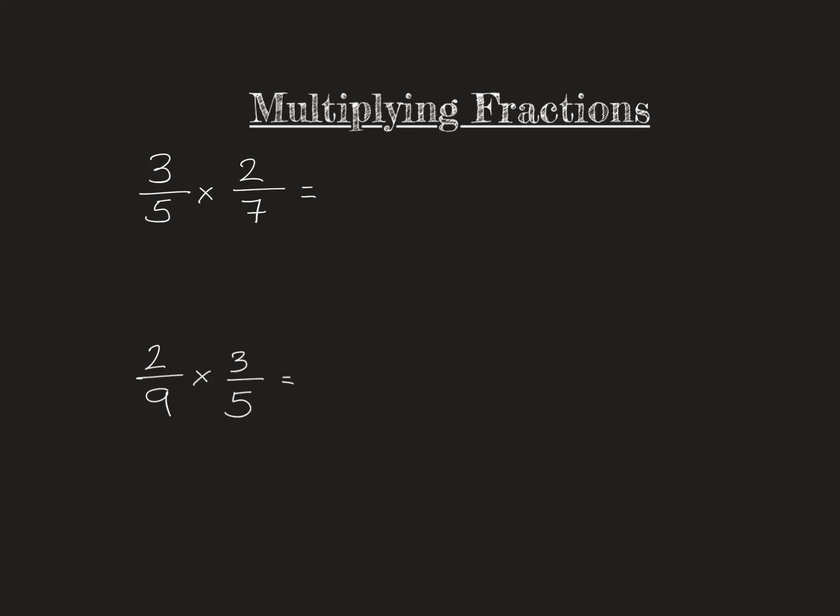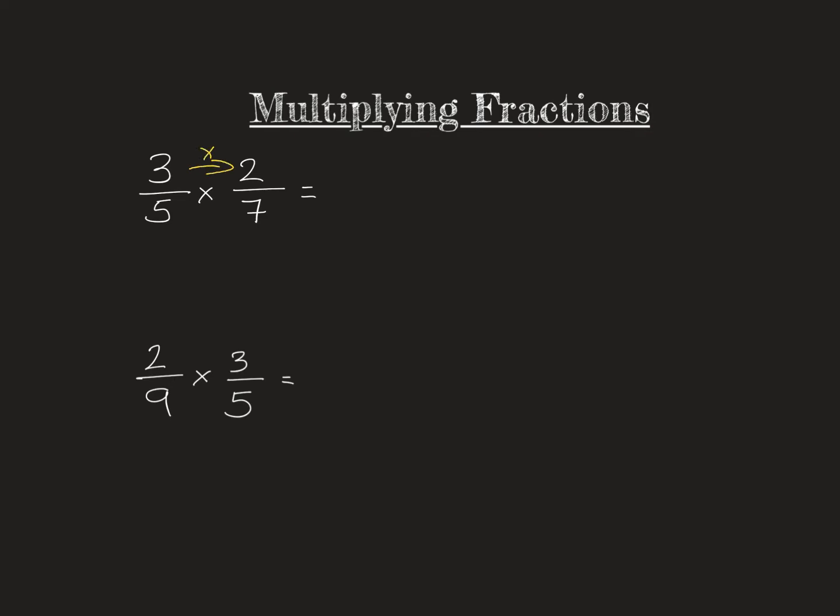Going to take a look at how to multiply fractions. Multiplying fractions is very straightforward, and it's just really about remembering what you're doing whenever you come to multiplying fractions. So the first one here we've got is 3/5 multiplied by 2/7. So all you do is multiply across the top.